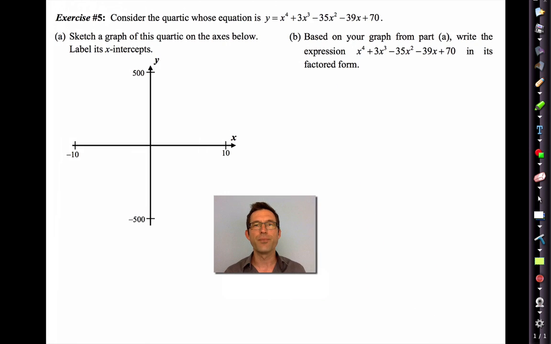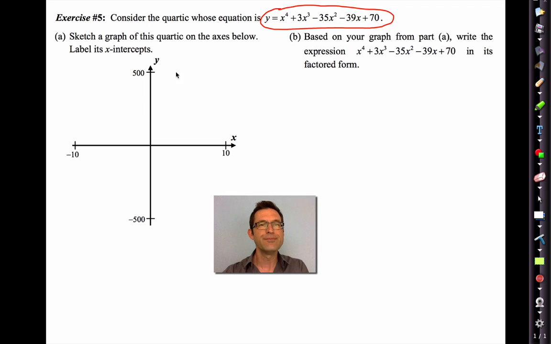All right, one last problem. Ooh, look at this one. Consider the quartic whose equation is y equals x to the fourth plus 3x cubed minus 35x squared minus 39x plus 70. Whoa! Letter A says, sketch a graph of the quartic on the axes below, label its x-intercepts.